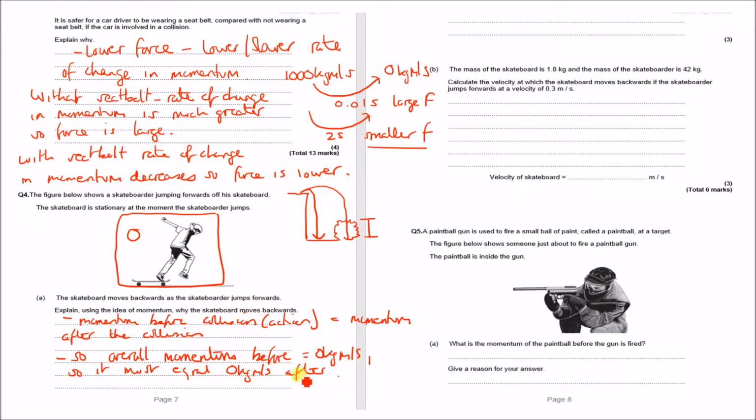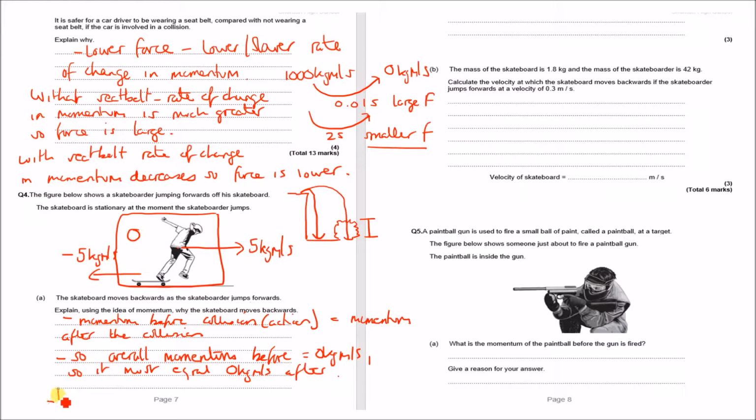Okay, that's really important. So if it equals 0 here, when he jumps off, using the idea of why the skateboard moves backwards, the skateboard moves backwards as the skateboarder jumps forwards. When he jumps forwards, he now has a momentum. Let's give him a momentum of, say, 5 kilogram meters per second. That means that the skateboard has to have a negative momentum of minus 5 kilogram meters per second. They both have to even out. They have to cancel because the overall momentum after leaving must equal 0.